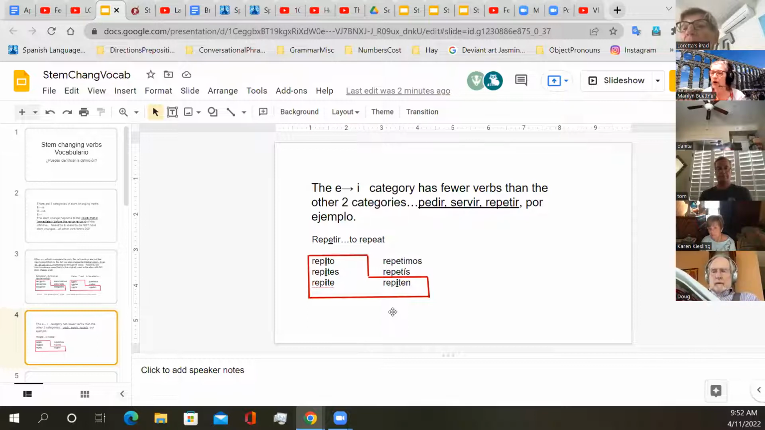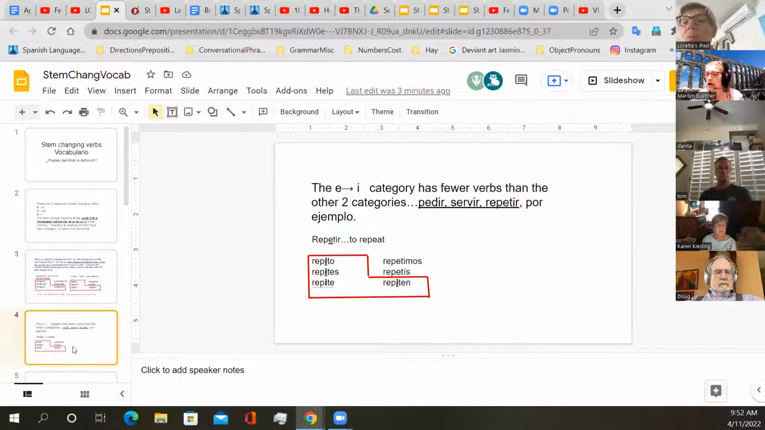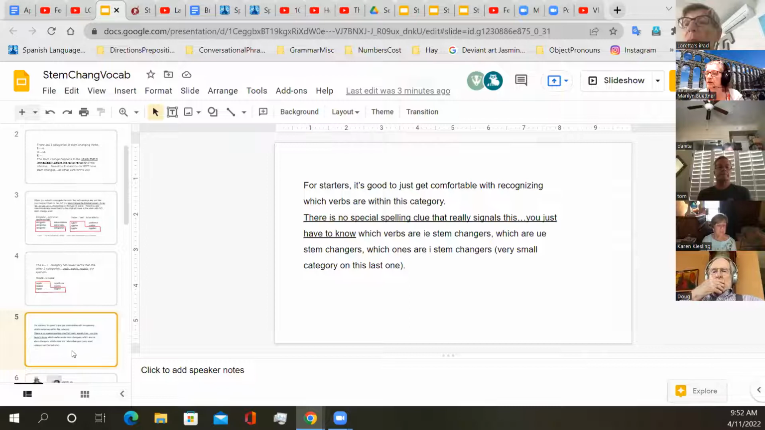So we will practice less of this category today because there aren't as many verbs I can practice with. Okay. So what we're going to focus on today is these two categories of the IE and the UE, because there are a lot of those and you are likely to hear way more of those. Okay. We will leave this for another day for actual practice.